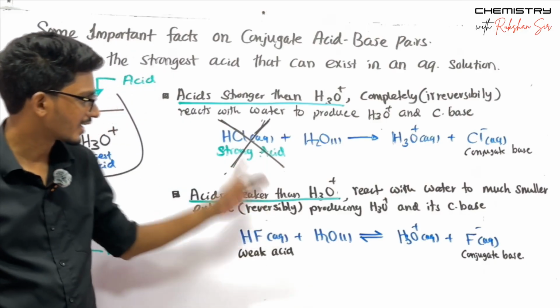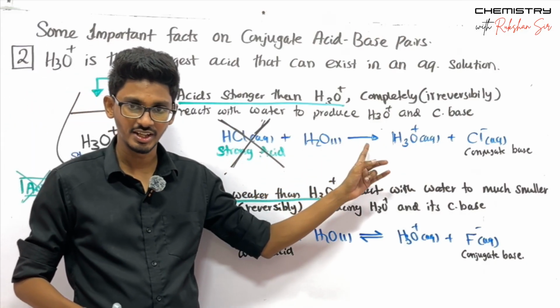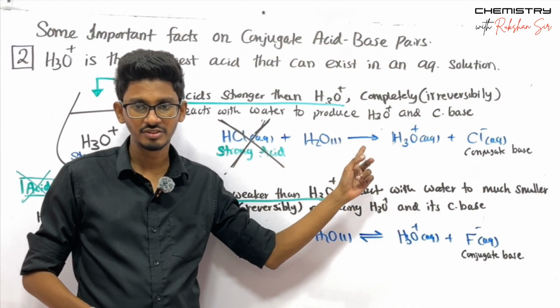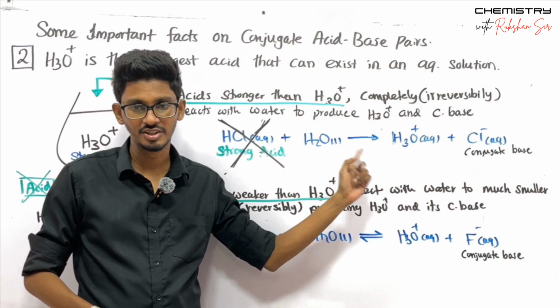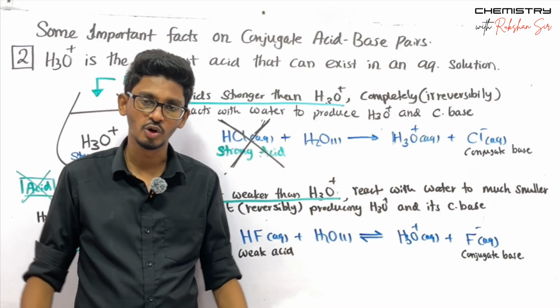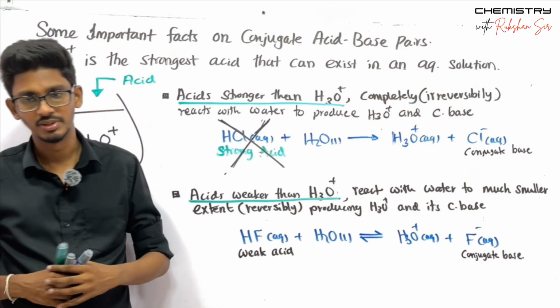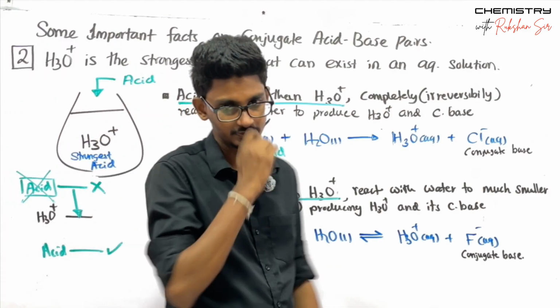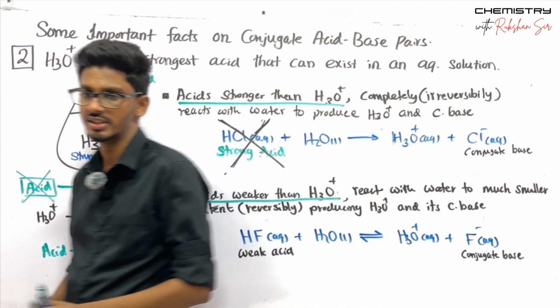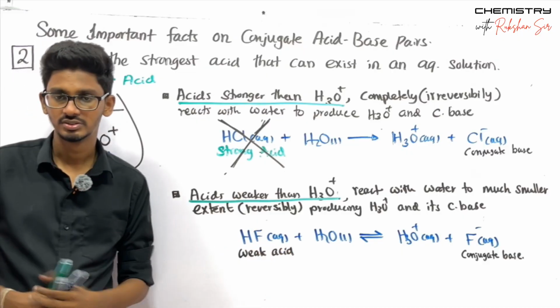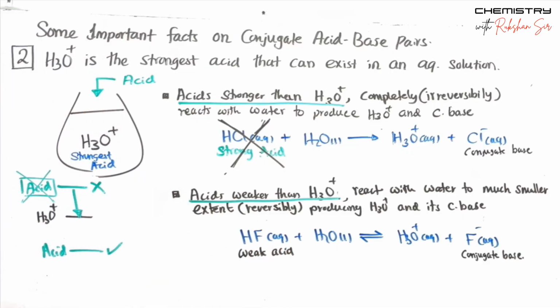That is why you write the reaction with a straight arrow as an irreversible reaction, as HCl is a stronger acid than H3O plus. Such kinds of questions can appear in your MCQ paper from this section. Things are clear? If you need anything, just write it down. All right, next one.